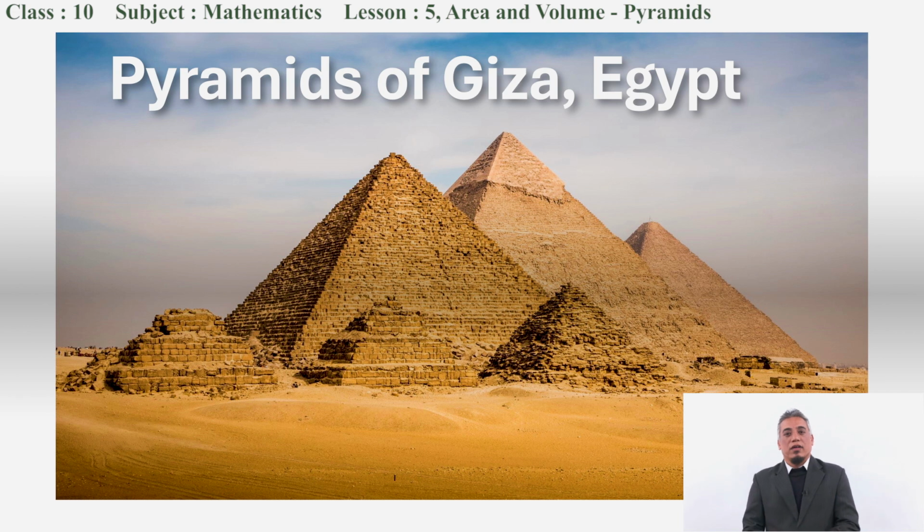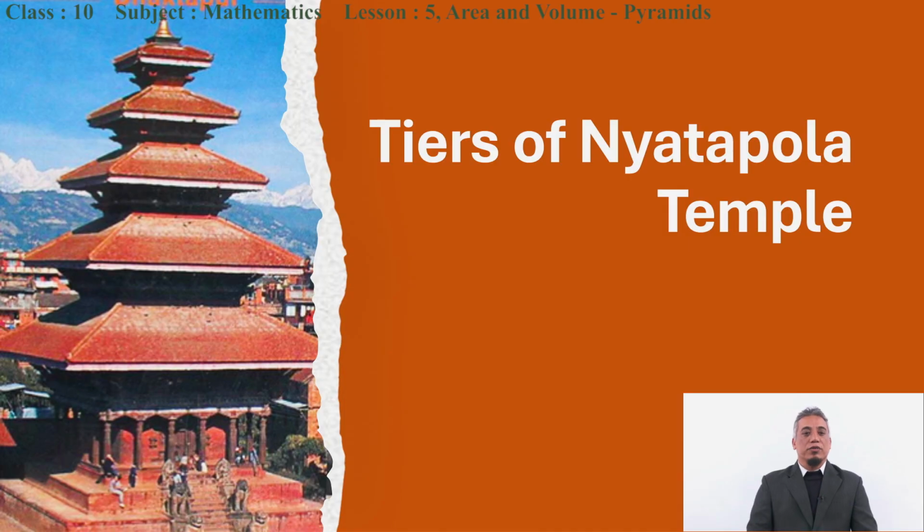So we have seen these pyramids in television. It is in Giza, Egypt. So you know the shape of the pyramid. So such shapes you can find in temples also. Here we see in Nathabodal temple of Bhaktapur, the roofs are in pyramid shape.